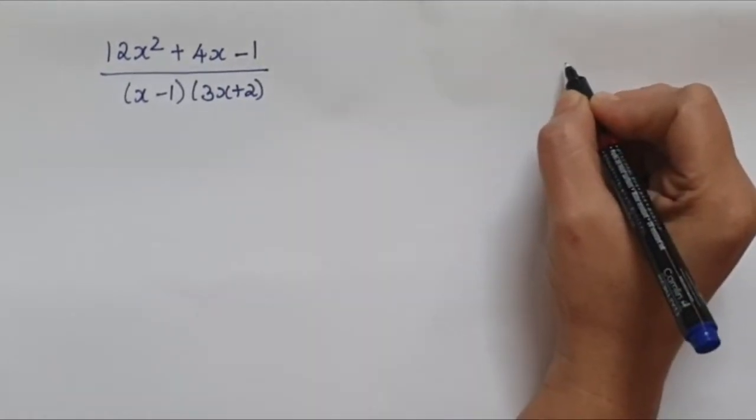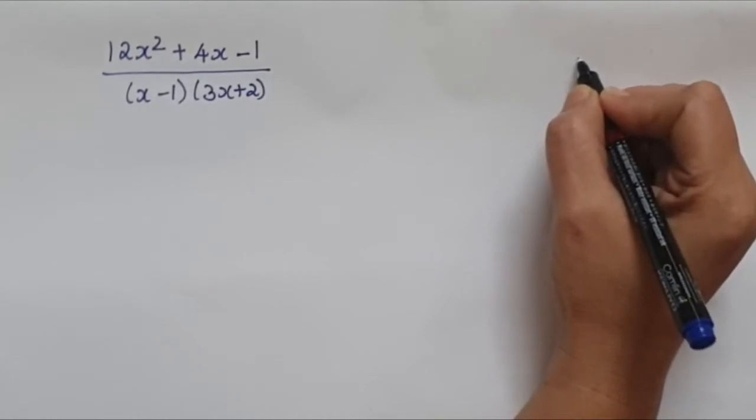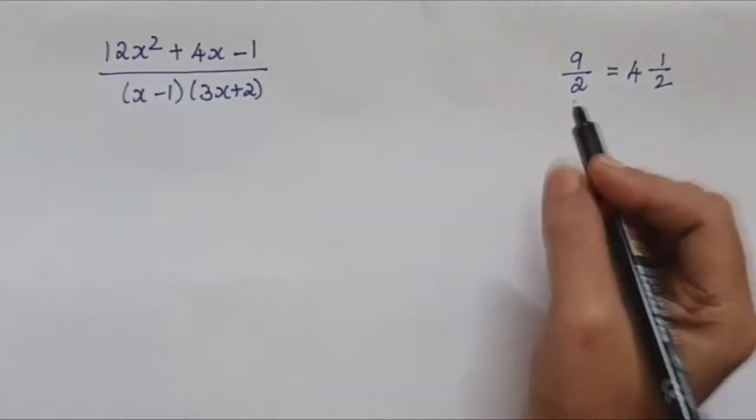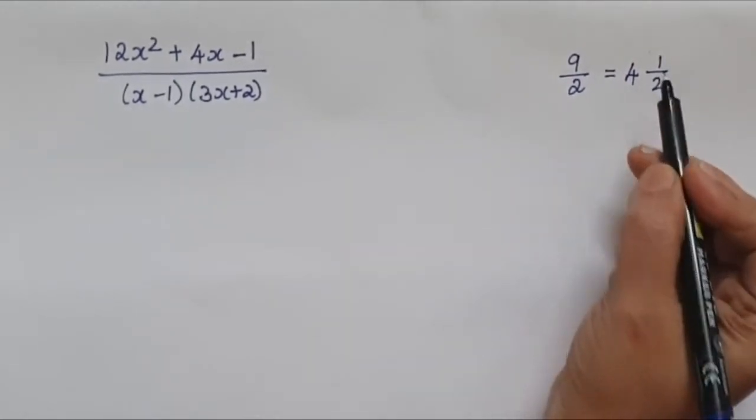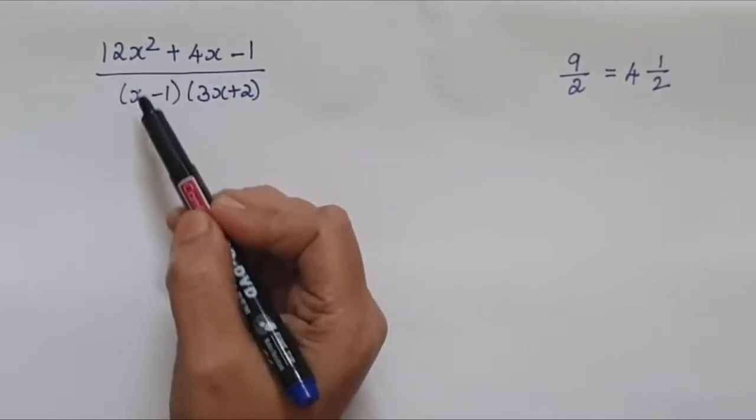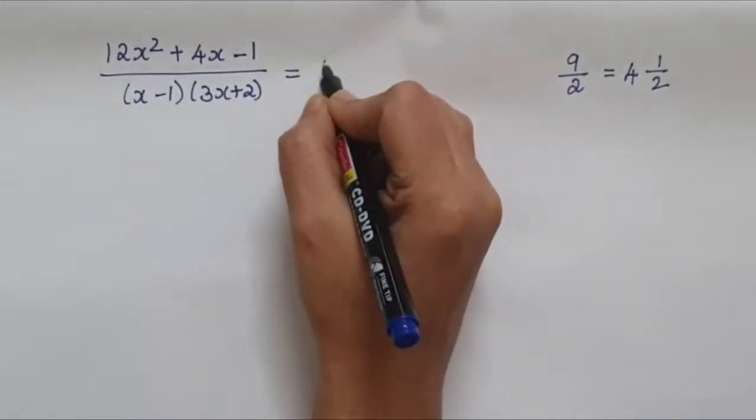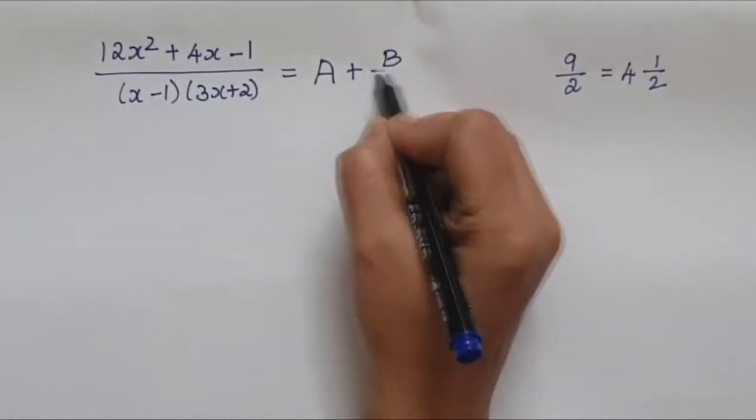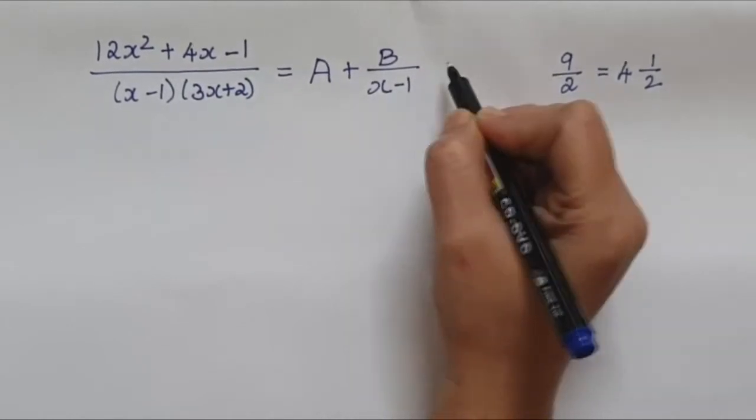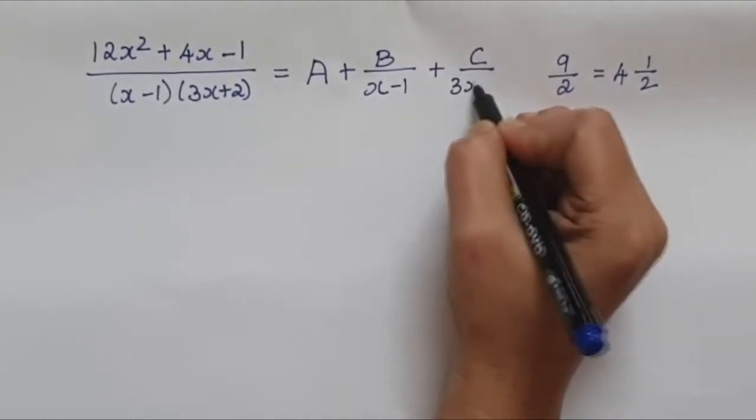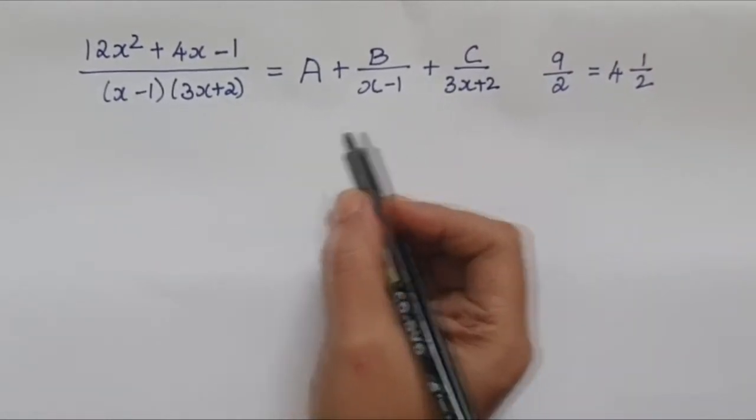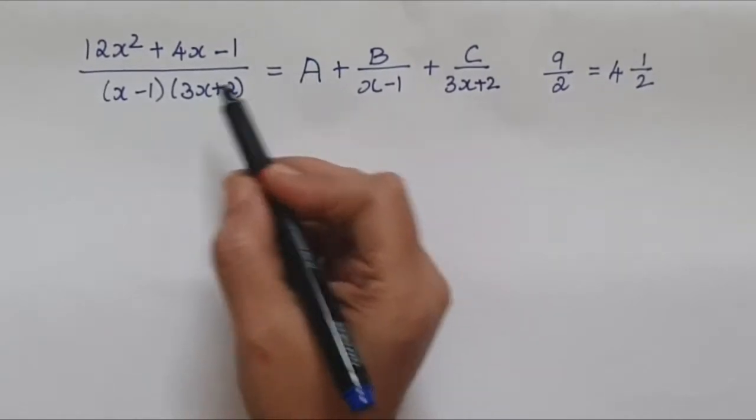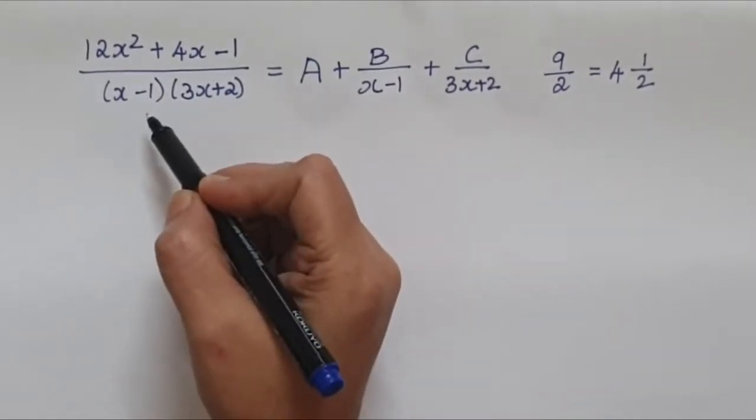Normally, when we have an improper fraction, for example, 9 over 2, we write it as 4 and 1 over 2. So we have a whole number, then we have a fraction. In the same way, here, when it is an improper fraction, we write it as a whole number a, plus a linear fraction b over x minus 1, plus c over 3x plus 2. Normally, how we split partial fractions, the same way we split, but a whole number we write in front. That is the only difference when it is an improper fraction.